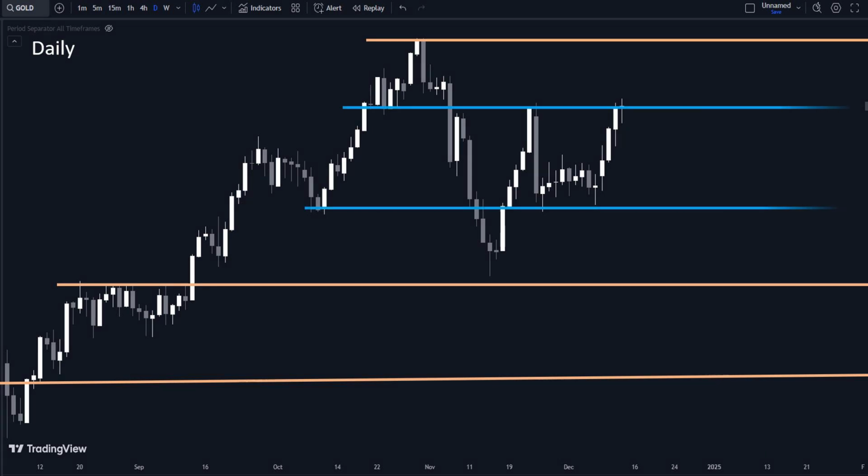Next, we mark the daily key levels of market structure. To keep things organized, we'll use a different color for these levels, because when we zoom into the lower time frames, it's important to clearly distinguish between weekly and daily levels. Remember, the higher the time frame, the greater the importance of a level, so we don't want to mix them up.